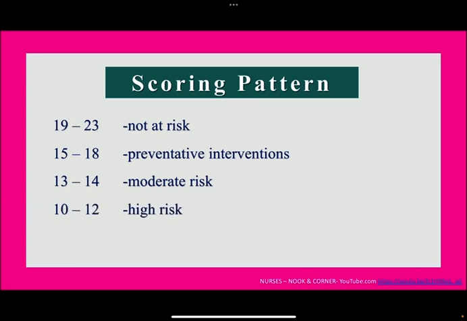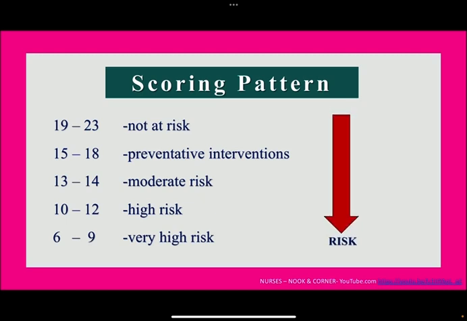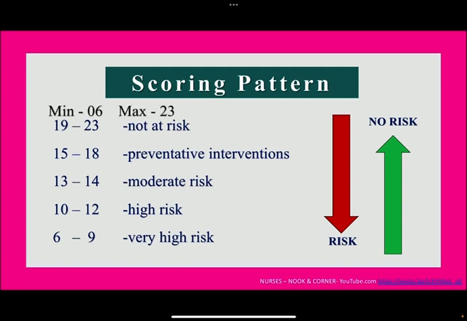If the patient's total score is from 10 to 12, the patient is at high risk to develop a pressure ulcer. If the score is from 6 to 9, the patient is at very, very high risk to develop a pressure ulcer. What does that mean? If the score is dropping down, the patient has a very high risk to develop a pressure ulcer. While if the score is increased, it means having no risk. The minimum score is 6, meaning very high risk of developing, or maybe already having, a pressure ulcer, and the maximum score is 23, meaning no risk of developing a pressure ulcer.